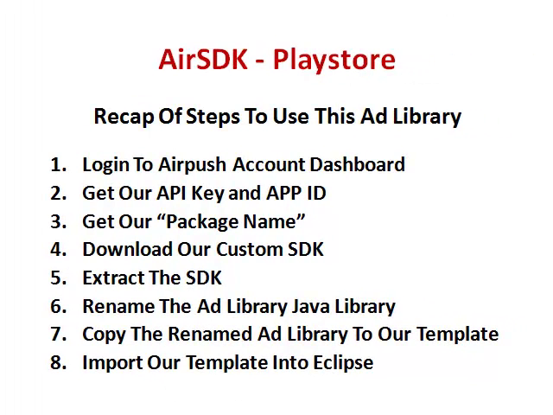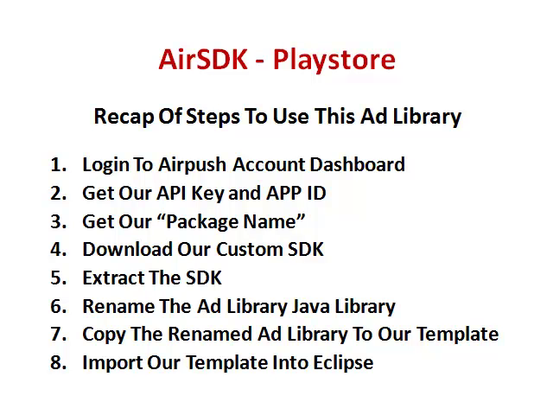Okay, so let's recap what we have to do to use the new ad library. Again, you have to log into your Airpush account dashboard. You want to get your API key and your app ID numbers. Those are, like I said, the same as before. You want to get your new package name, and you want to copy all this down into a text file so that you'll have it when you're creating your template.